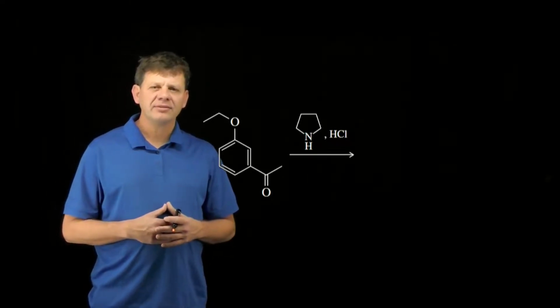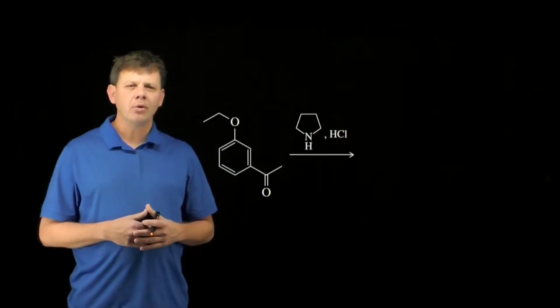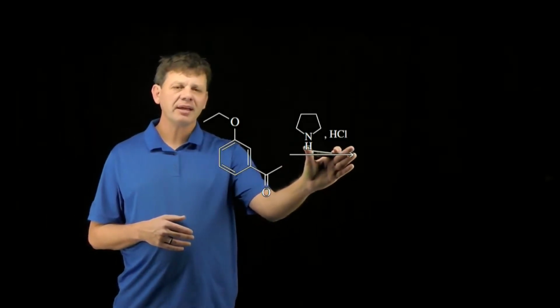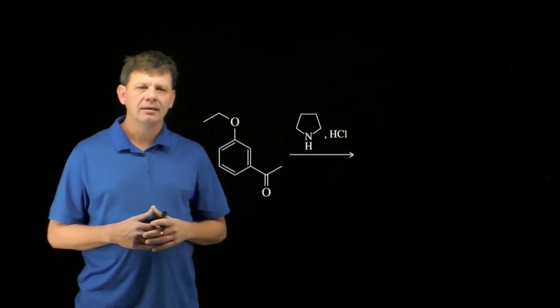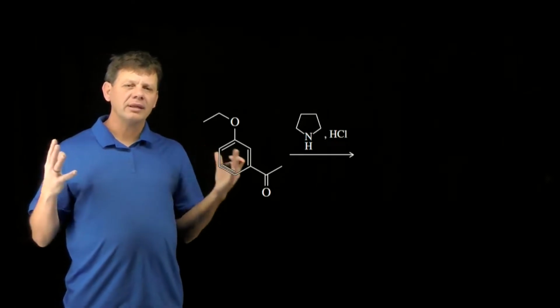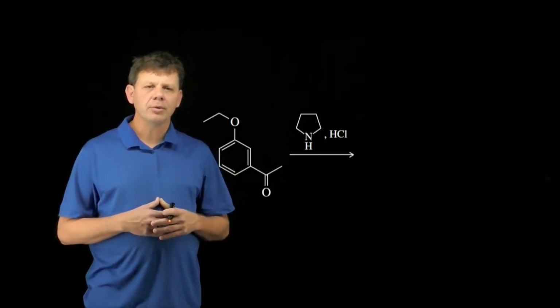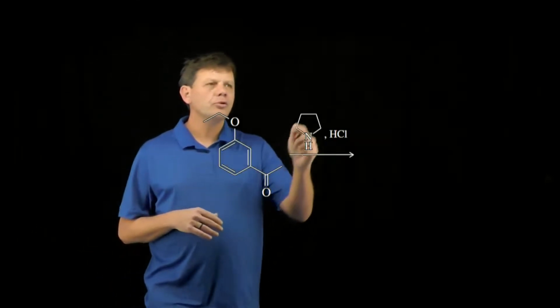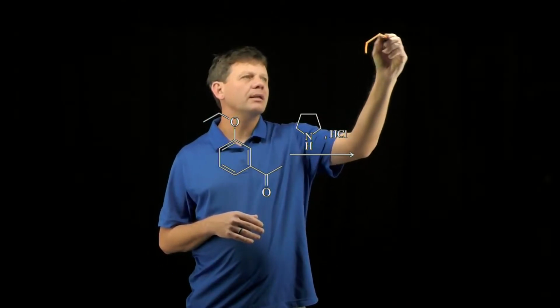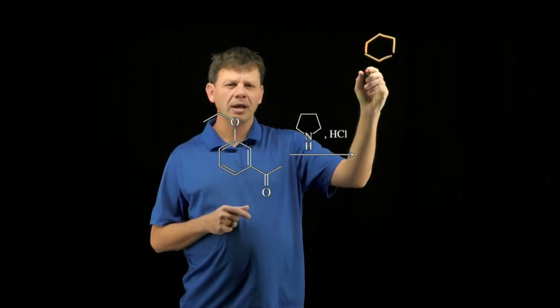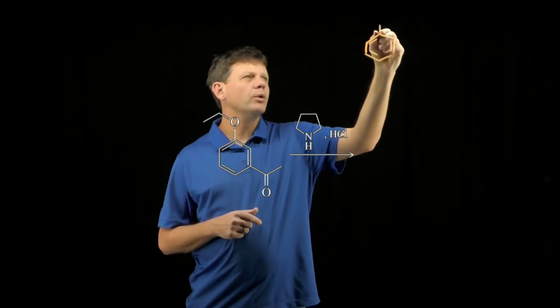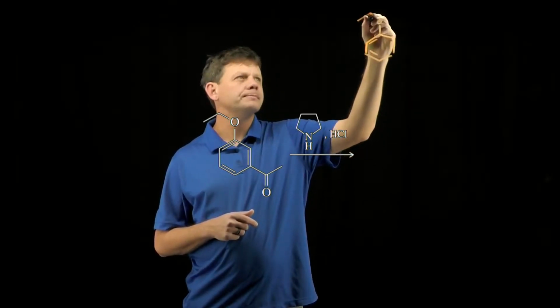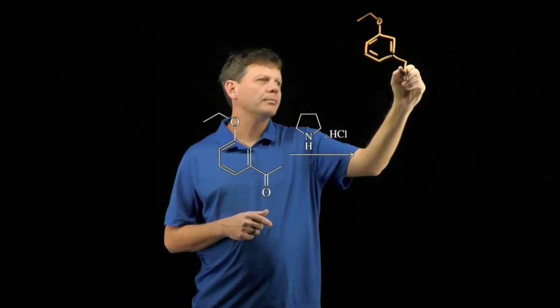This assessment asks us to predict the enamine that will form between the reaction of the secondary amine and the ketone. Now, it's a long mechanism, so I don't want to go through it in its entirety, but I do want to get to one intermediate that we would make in this process. And at some point, we would have formed the following iminium ion.